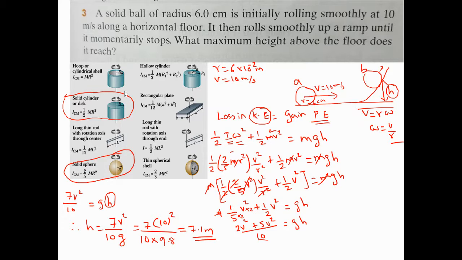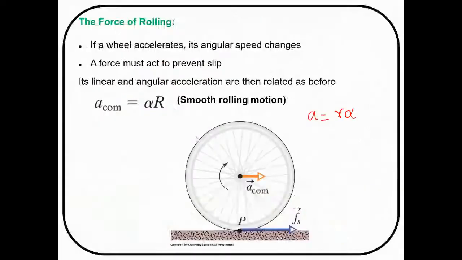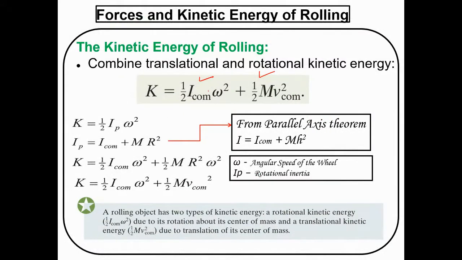Why do we take one kinetic energy as half I omega square and the other as half m v square? Because when the object is rolling, you have two types of kinetic energy. Am I right? Half I omega square is for rotational, and half m v square is for translational. If any body is rolling, it must have translation as well as rotation. That's why we are using this formula. Clear?